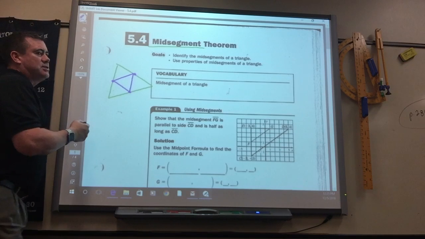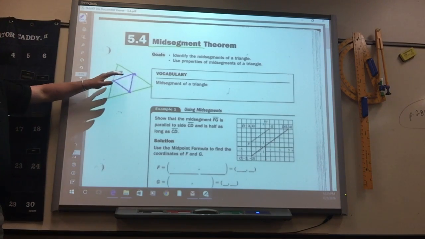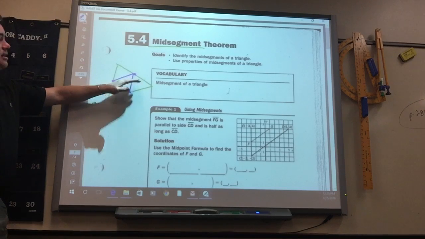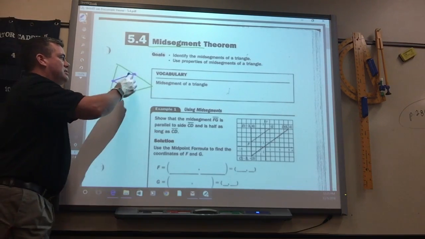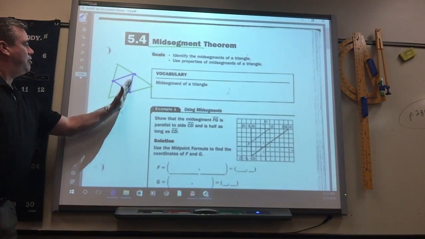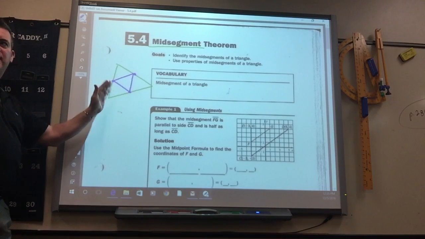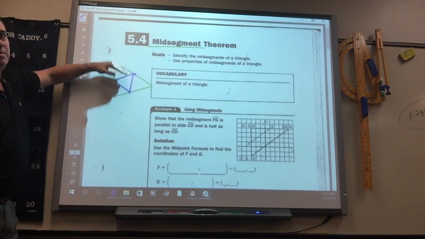Now what this does is, if you connect these two mid-segments, the line that you draw in there is parallel to this line. So what that means is this angle is going to equal that one because they're corresponding. This line will be parallel to that side. So again, these would be equal and these two. And then this would be parallel to these.